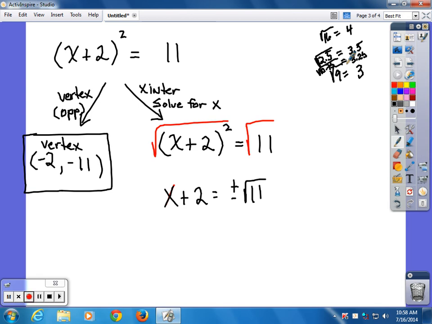3.3. So x plus 2 is equal to positive or negative what? The reason I don't care about the 3.31256 is because we're trying to plot an X-intercept. Nobody in this room is going to be able to plot 3.3125. So 3.3 is close enough. Now x is equal to positive or negative 3.3 minus 2, and that will give us our two X-intercepts.